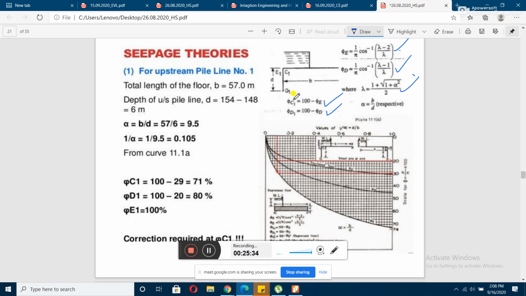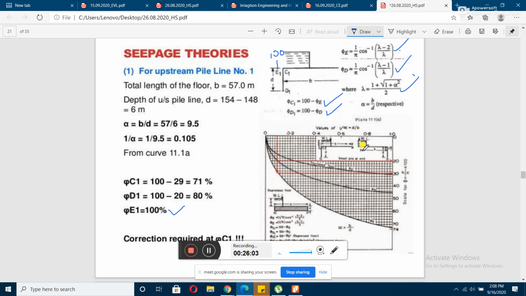So from that we can directly get these values, and also remember this particular value is 100 always. There is no loss of it at this point. So either we can use this formula to find phi C1 and phi D1, or we can use the graph. These graphs will be provided in your exam.